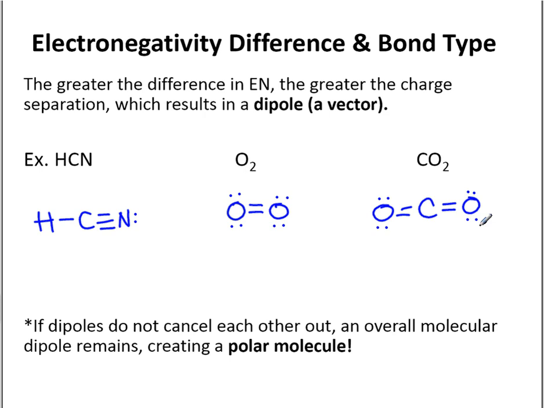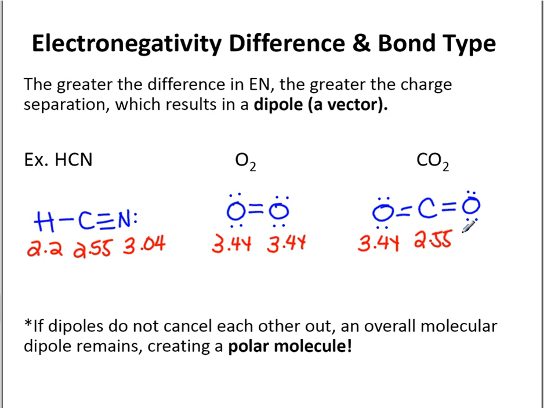What does this have to do with polarity? Not all of them are the same in terms of molecular polarity. First, we're going to mark on the electronegativity values of the elements, and then we'll draw on the dipoles. Hydrogen is 2.2, carbon is 2.55, and nitrogen is 3.04. Then over here, oxygen is 3.44, and over here, 3.44. We've already got these values, so nice and easy to mark on.